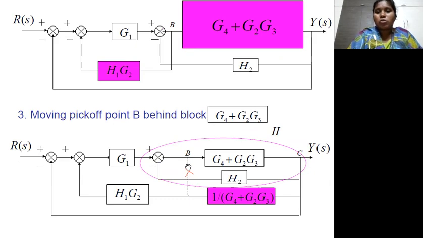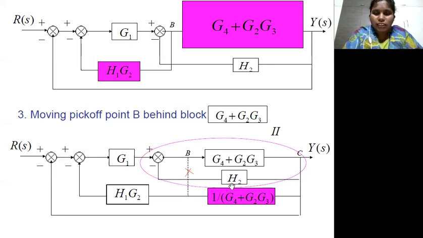Now what we have to do is move this from here to here, behind the block. So what I am doing, see here, 1 divided by G4 plus G2 into G3. Why did I represent that equation?